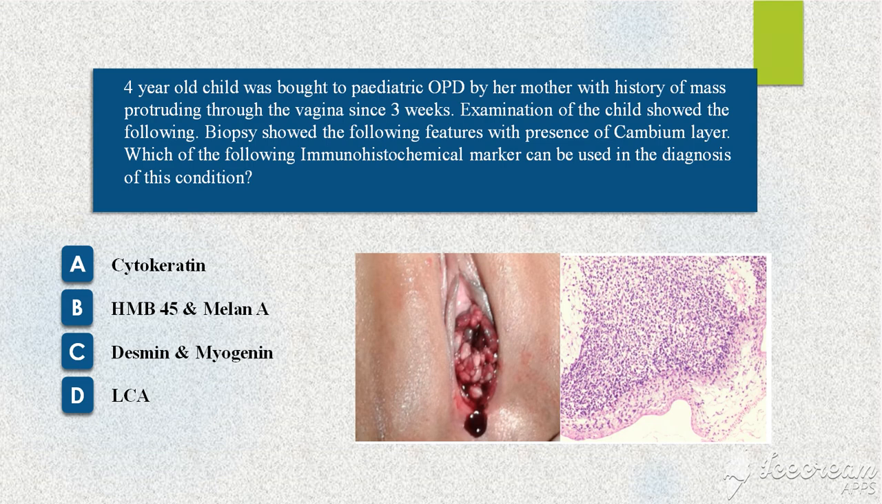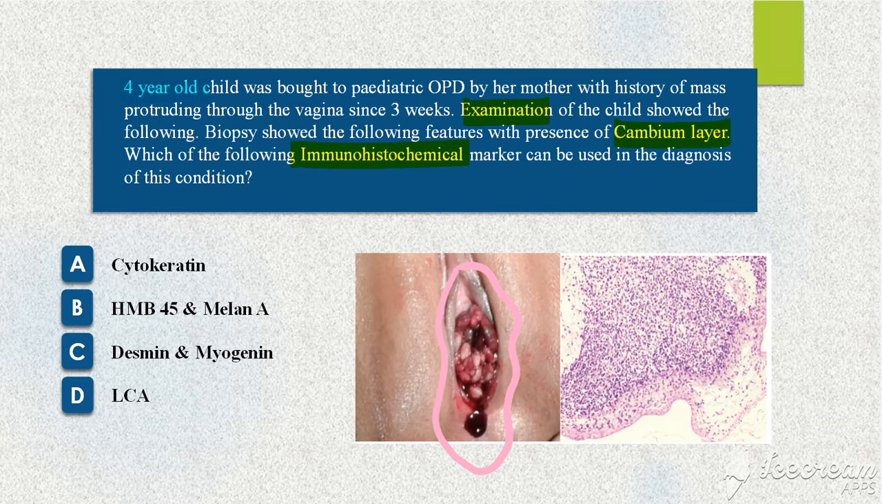Hi everyone. The question for today is: a 4-year-old child was brought to pediatric OPD with a history of a mass protruding through the vagina, and on examination the child showed the following. So this is the appearance, wherein you have a large polypoid mass with grape-like vesicles protruding through the vagina, and the histopathology showed presence of cambium layer. Which of the immunohistochemical markers can be useful in this condition?